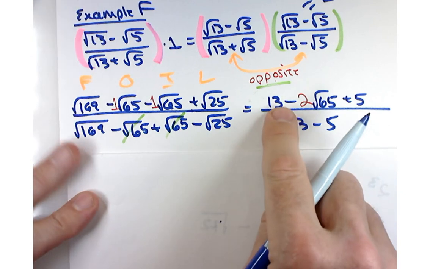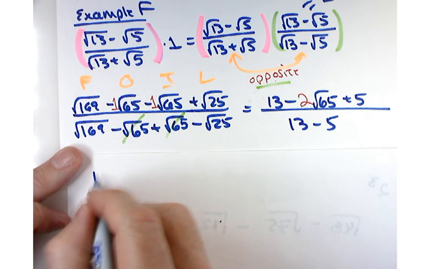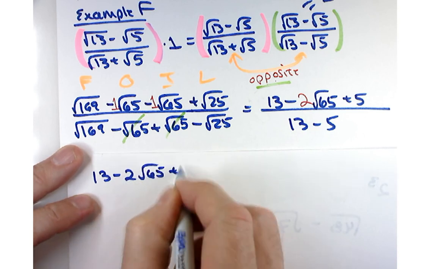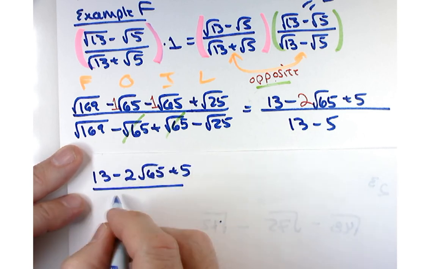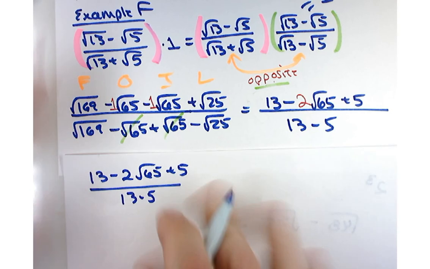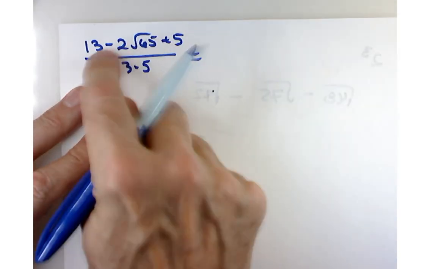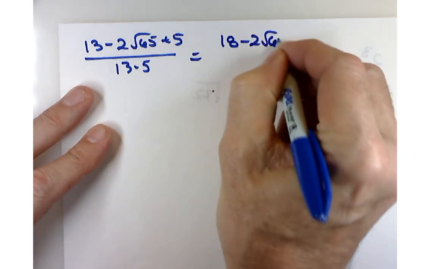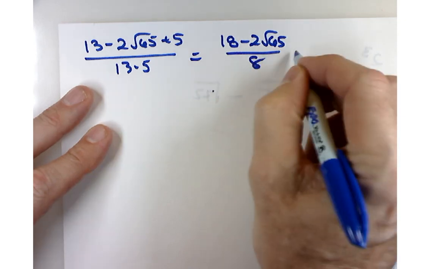So let's simplify things here. Let me just copy that: 13 minus 2 square roots of 65 plus 5 over 13 minus 5. Now let's simplify it from here. These can combine: 18 minus 2 square roots of 65 over 8.